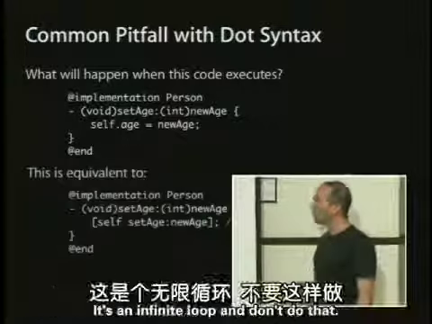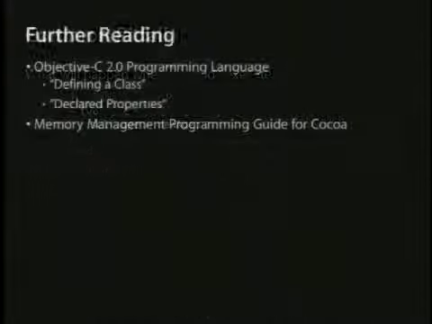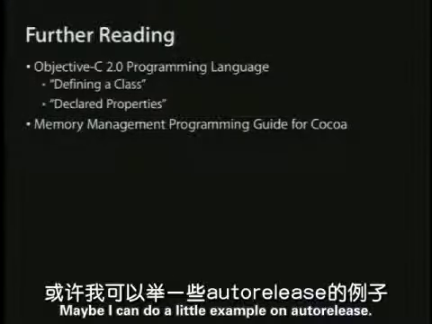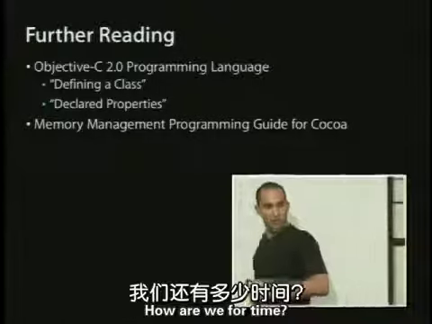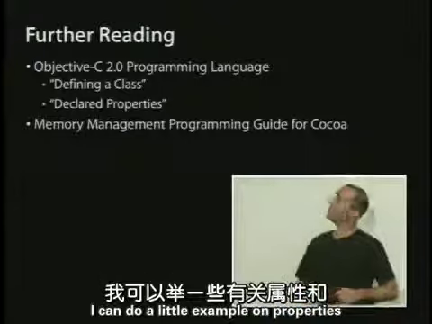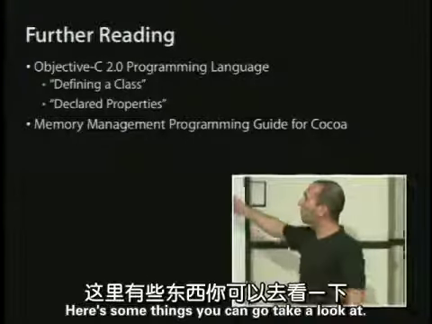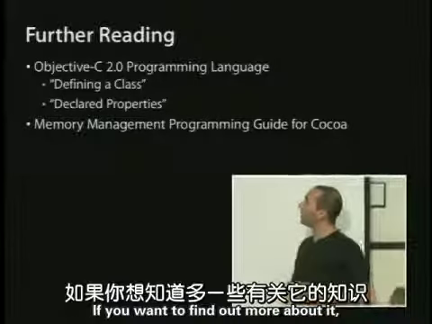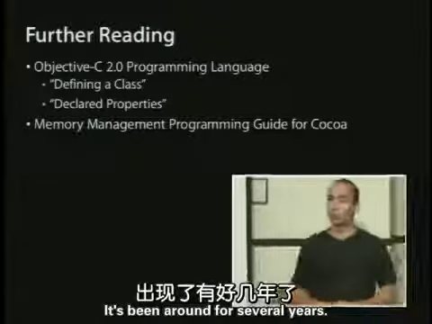Let's take a look at this. setAge takes an integer, and then inside of this method we call self.age equals newAge. Can somebody tell me what's going to happen? Yes? It's an endless loop. Right, so it's an infinite loop. setAge is going to call self.age, which calls setAge, which calls self.age. It's going to keep going forever. It's an infinite loop, and don't do that.